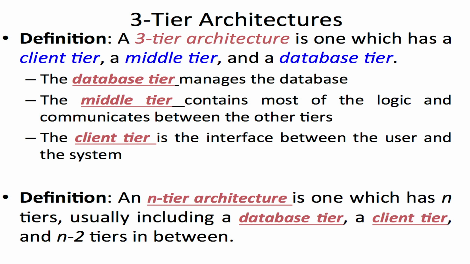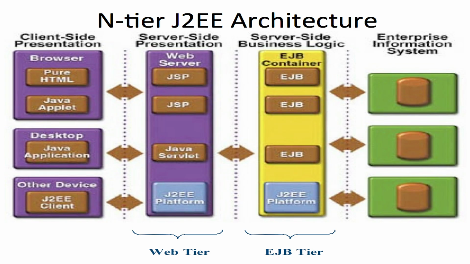And see the last paragraph, that is the definition. An N-tier technology is one which has N tiers, usually including a database tier, a client tier, and N-2 tiers in between. So this is N-tier technology, and the previous one is the 3-tier technology, and before that we discussed the 2-tier technologies.